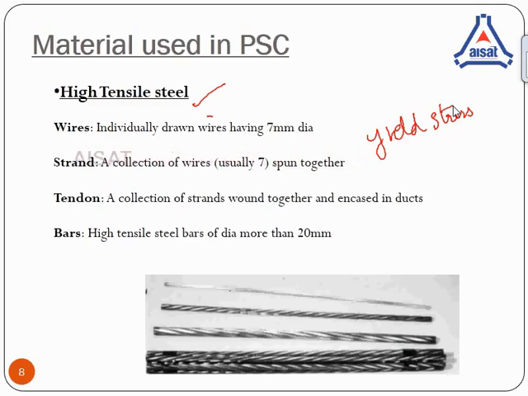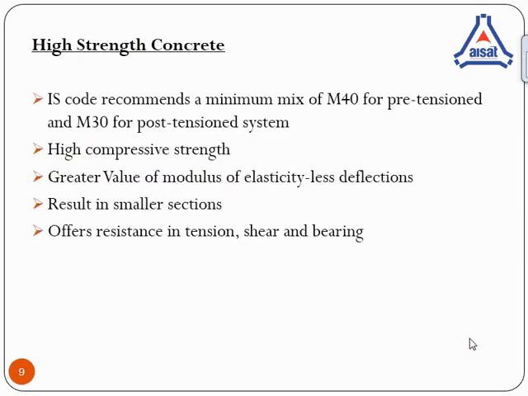What are wires? They are structural elements having a diameter of 7 mm, and when they combine together we get strands, and a collection of these strands bound together and engaged in a duct gives us tendons. The steel bars used in prestressed concrete usually have a diameter of more than 20 mm. Another important material used in prestressed concrete is high strength concrete itself.